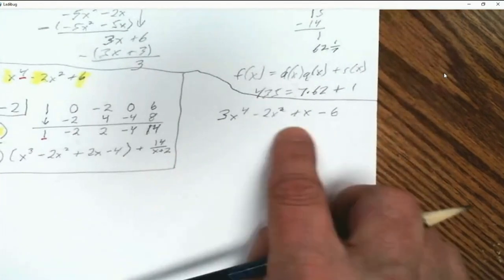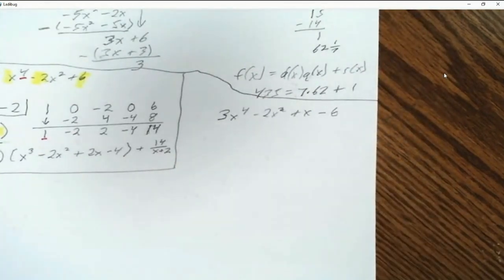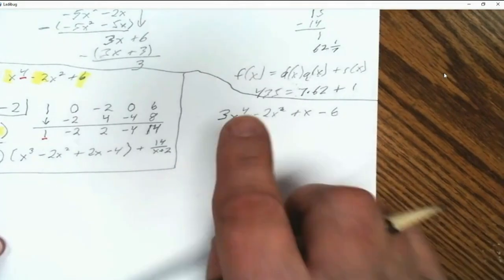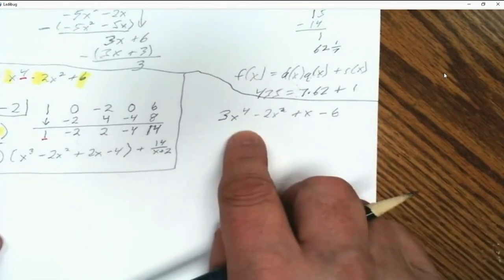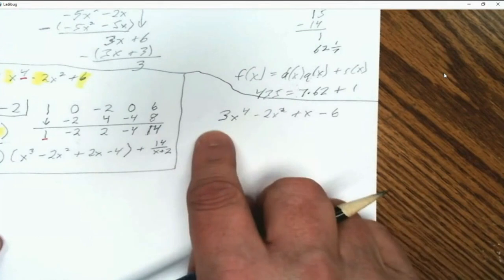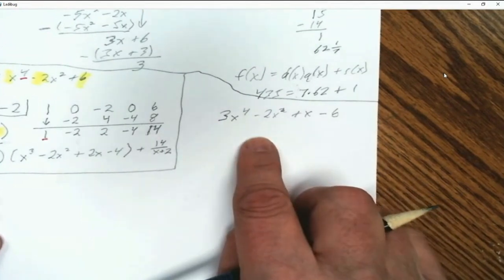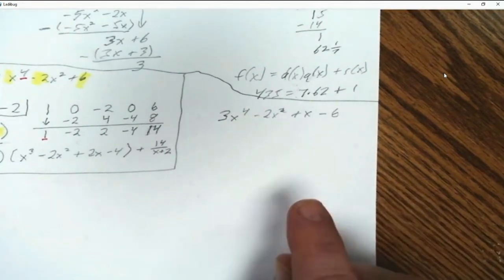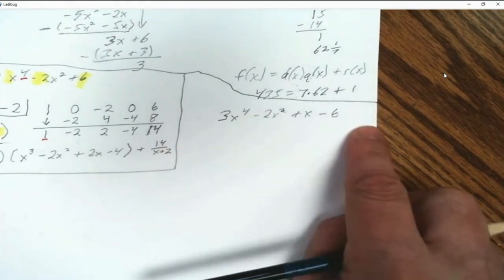But I could sit here all day guessing numbers. Is 0 a factor? Is 1 a factor? Is -1 a factor? Is 2 a factor? Is -2 a factor? Is 3 a factor? Is -3 a factor? Is 4 a factor? That's a lot of synthetic division. Well, the rational zero theorem helps us shorten that.